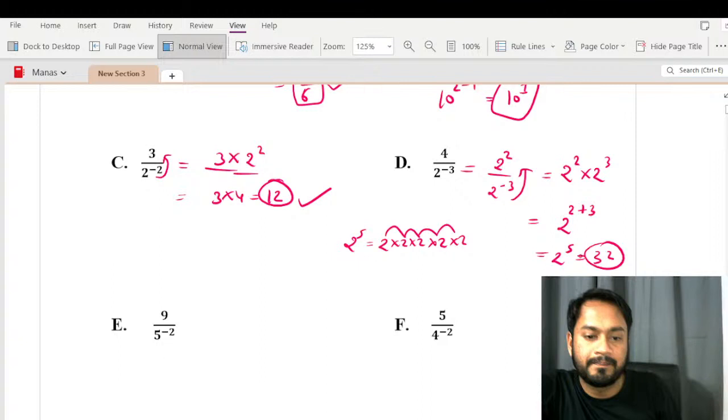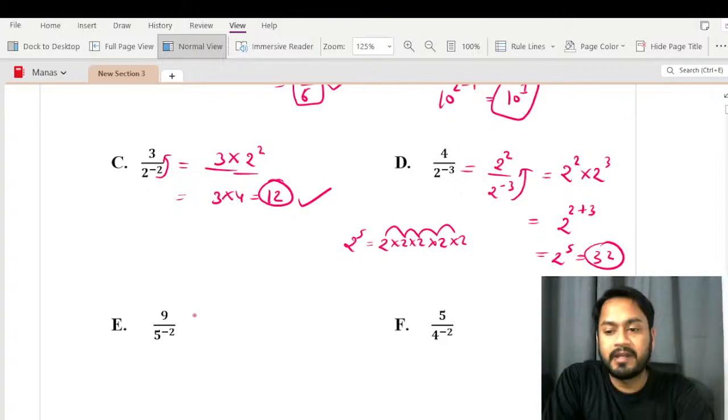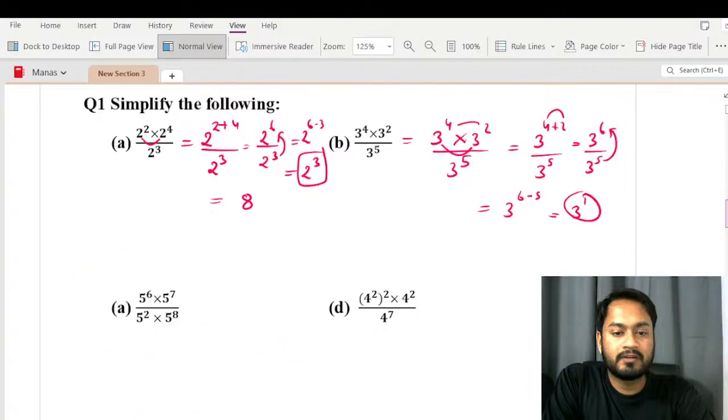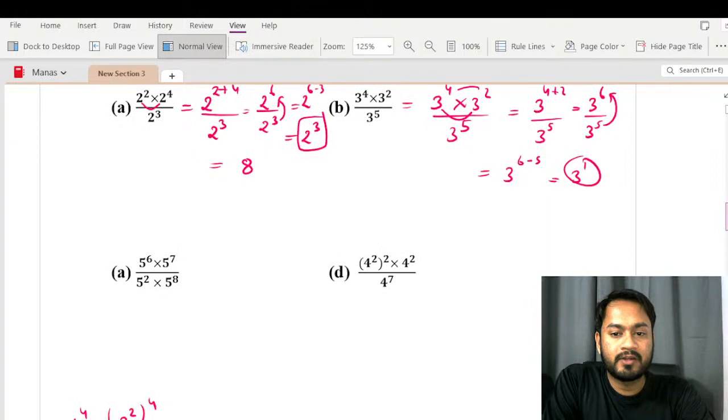Okay, so I hope you understand the questions. Now the remaining questions you can take the screenshot and you can do as a homework. So I solved many of the questions today. Yeah, this part, remaining part are your homework. You can take the screenshot.